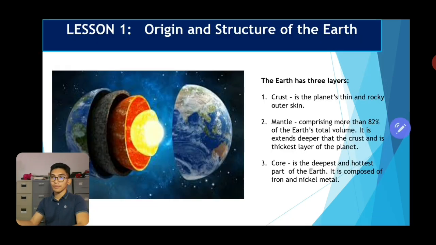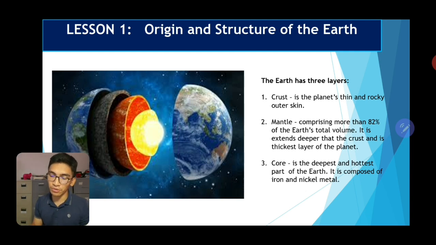So, anyway, we're going to tackle lesson 1, the origin and structure of the Earth. If you're looking at your screen, there are 3 layers we will discuss. The Earth has 3 layers: the crust, the mantle, and the core. Well, actually, it's 4 layers because the core has 2 layers, the inner core and the outer core.